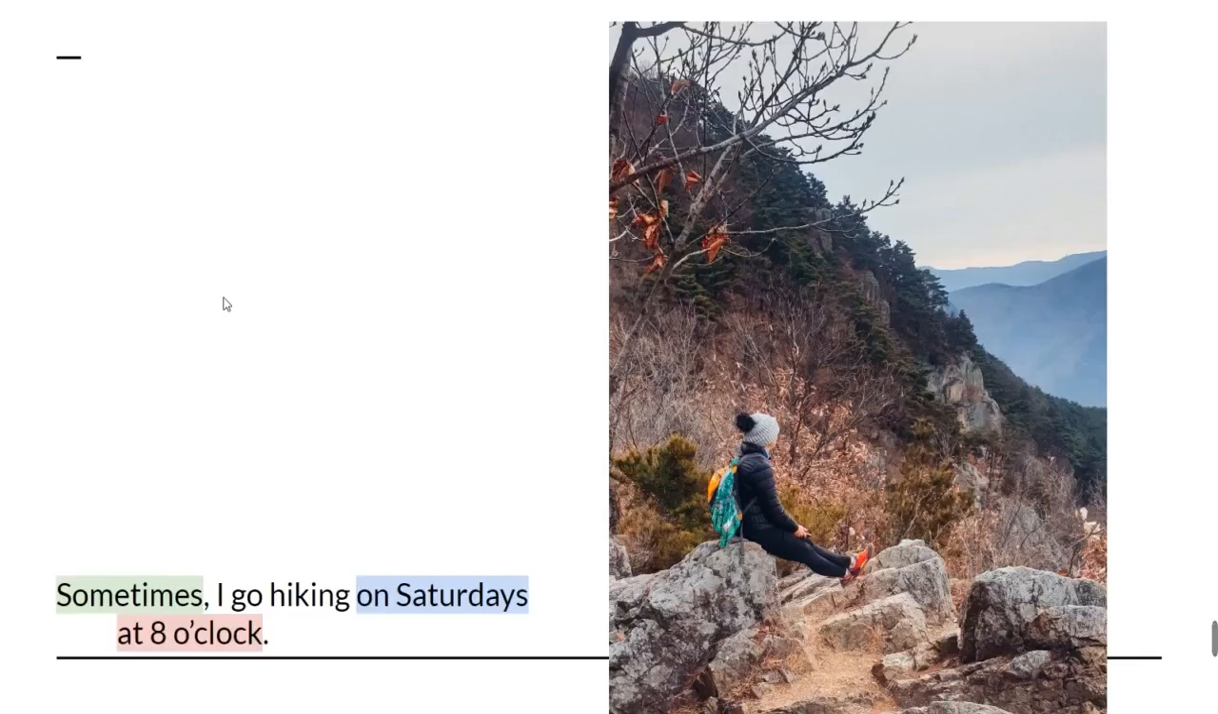Okay? Let's look at some examples of some activities that I do. This is just free talking, whatever I want to say. Sometimes I go hiking on Saturdays at 8 o'clock. This S means that I would do it almost always on Saturday. Because I use sometimes, I can also not use this. Sometimes I go hiking on Saturday. That is okay as well.